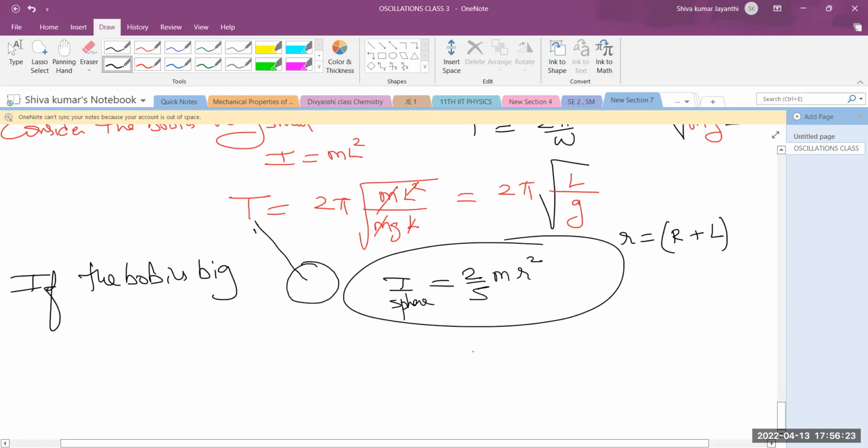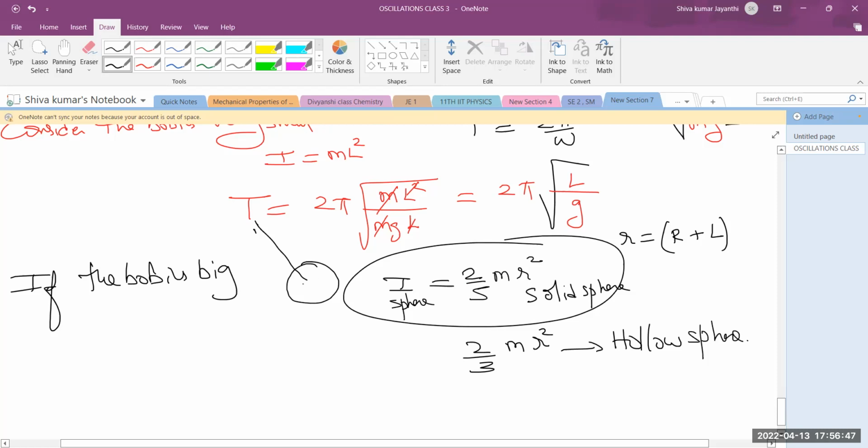Sometimes it will be 2 by 5 or 2 by 3 sometimes. When is it 2 by 3? When is it 2 by 5? Do you know? This is for solid sphere. Solid sphere. And this is for hollow. Hollow sphere. Okay. Two types of spheres are there, no? Hollow sphere and solid sphere.